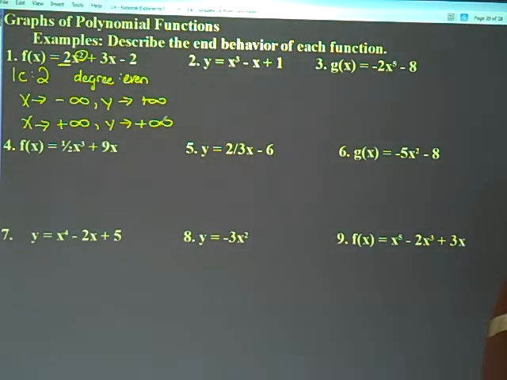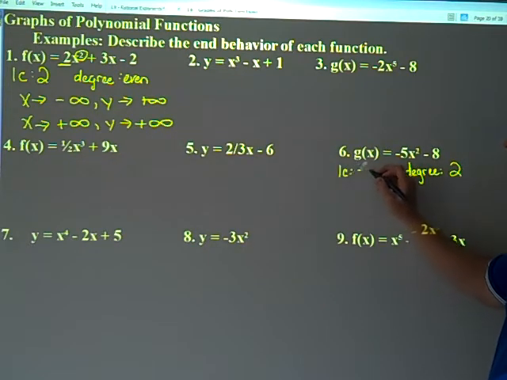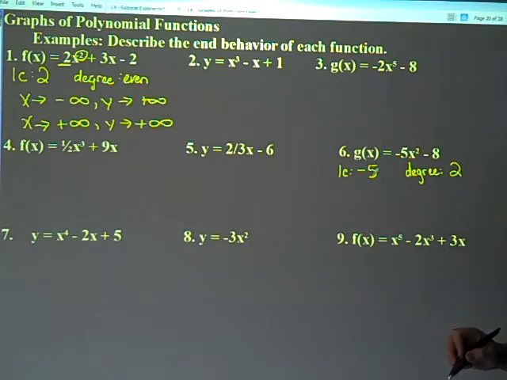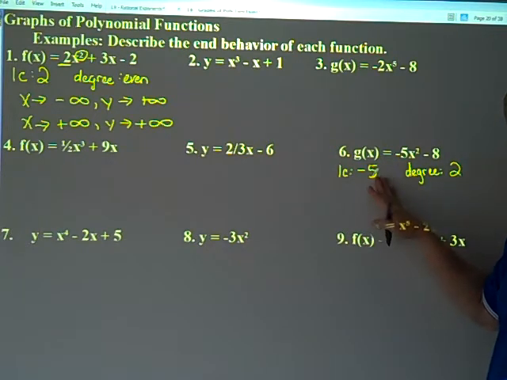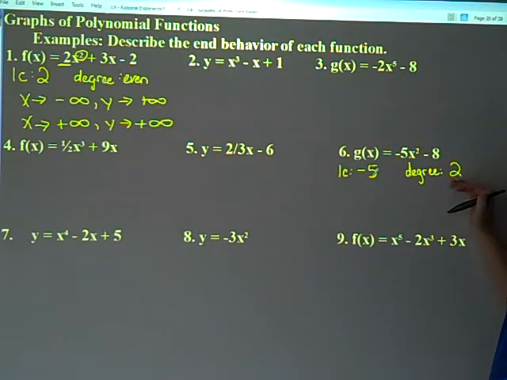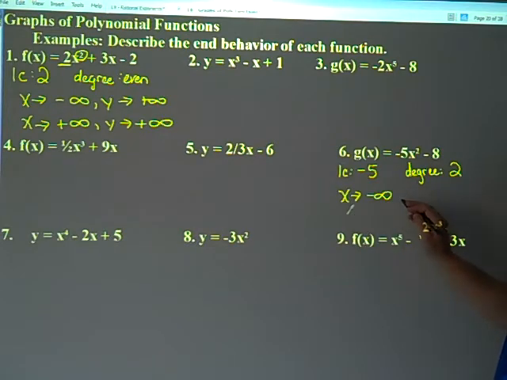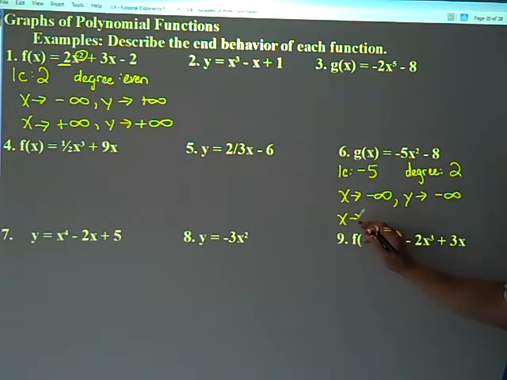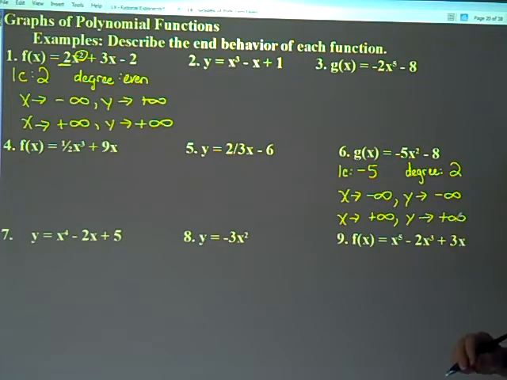All right, let's scroll over and look at number 6. You have an even exponent degree. The degree is 2. And your leading coefficient is negative 5. So here we have a negative leading coefficient, but still an even degree. Well, as x approaches negative infinity, y approaches negative infinity. As x approaches positive infinity, y approaches negative infinity.